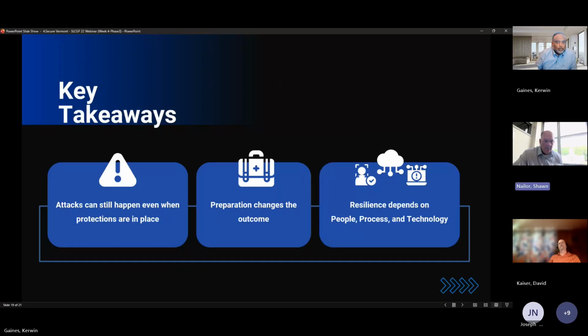Attacks can still happen even when protections are in place. Preparation changes the outcomes, and resiliency depends on people, process, and technology, right? So people is that training, the process is making sure things like endpoint detection and response, having sound processes, what to do when you do detect something, and then the technology to enable this.